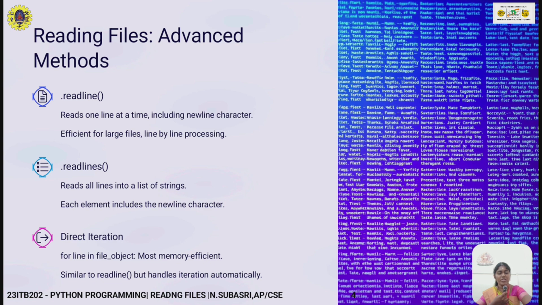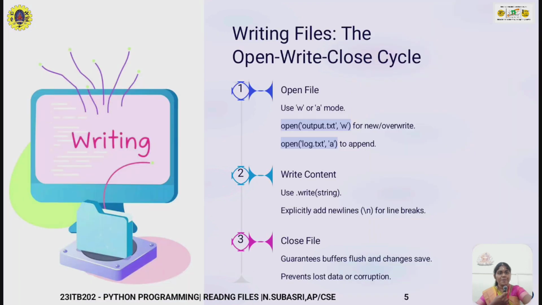So each element, the newline character, is also included here. Next, direct iteration: for line in a file object is the most memory efficient. It is similar to reading a file, but instead of using read, we handle the iteration automatically. We'll use the iteration method.